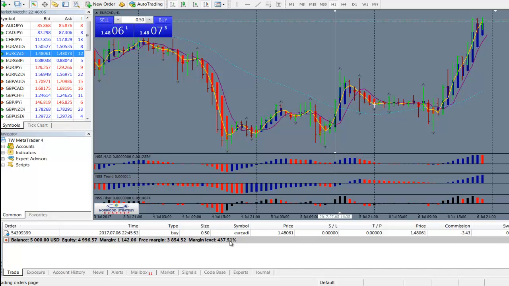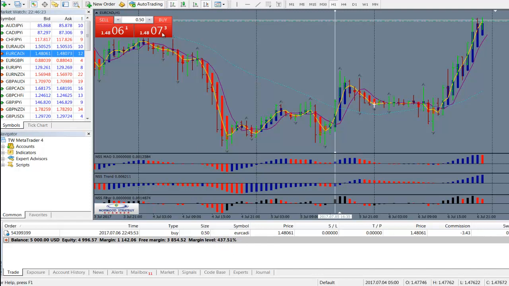Now, what did I do? I have the lot size as 0.5. This is a $5,000 account, and I'll tell you briefly how you would calculate that. If you have a $2,500 account, you trade with a 0.25. If you have a $10,000 account, you trade with a 1.00. Just off the top, and we'll go through that a little bit later so you can see what we're talking about. So we have one trade on, and that's the percentage.